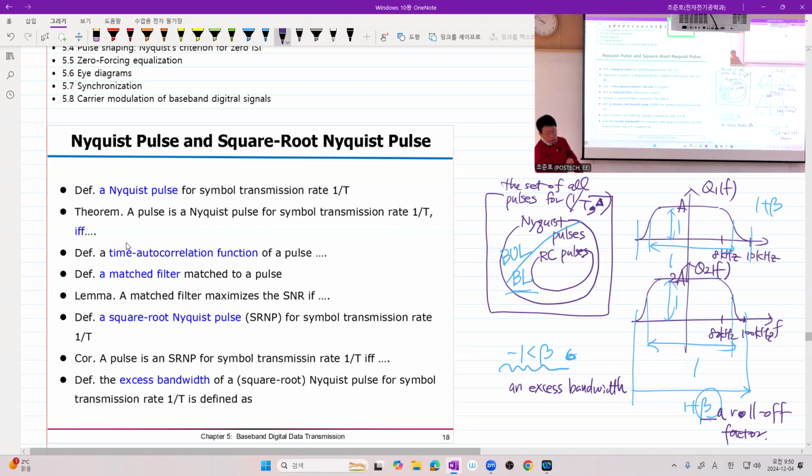Details, please consult your homework problems. You will see some homework problems that talk about excess bandwidth and its relation to roll-off factor. Anyway, let's remind ourselves of some examples. So here, raised cosine pulses. What about here? We've already seen, right?